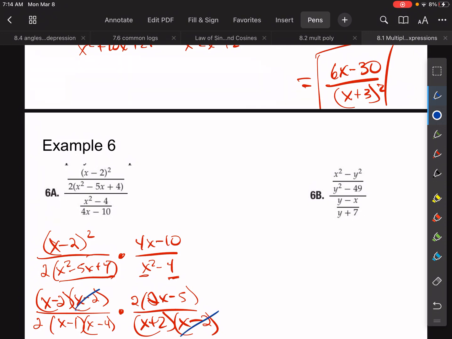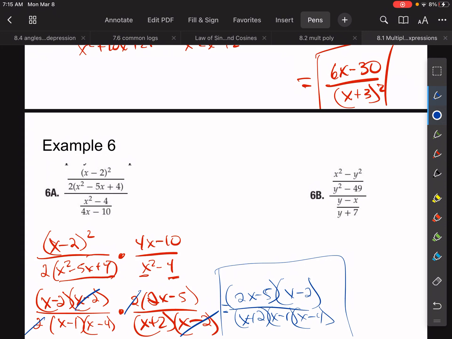And then is there anything else in common? It looks like a 2 is in common. And so what I'm left with here is 2x minus 5, okay, times x minus 2, all over x plus 2, x minus 1, x minus 4. Nothing's still in common, and I'm good. I'm done. All right, for 6b, hey, remember, this is a difference of squares, perfect squares, right?